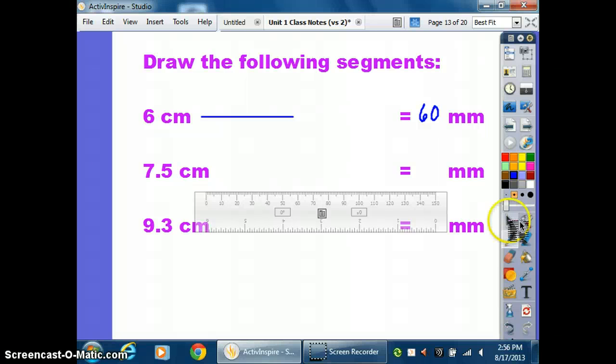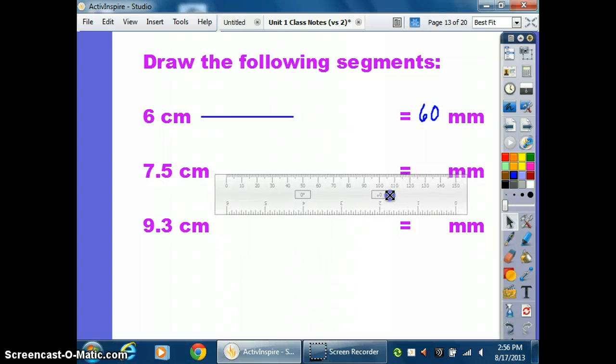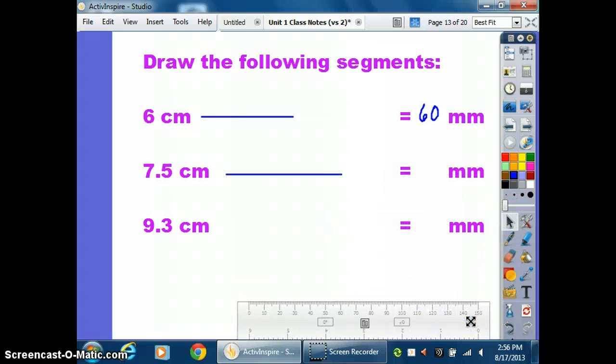All right, the next one, 7.5 centimeters. Again, start at the 0. I'll need to go up to 75. That would be right in between 70 and 80. Yours will be the middle between 7 and 8. And 7.5 centimeters equals, you can see on your ruler there's 10 between each tick mark, the 0 and the 1 centimeter. So that would be 75 millimeters.